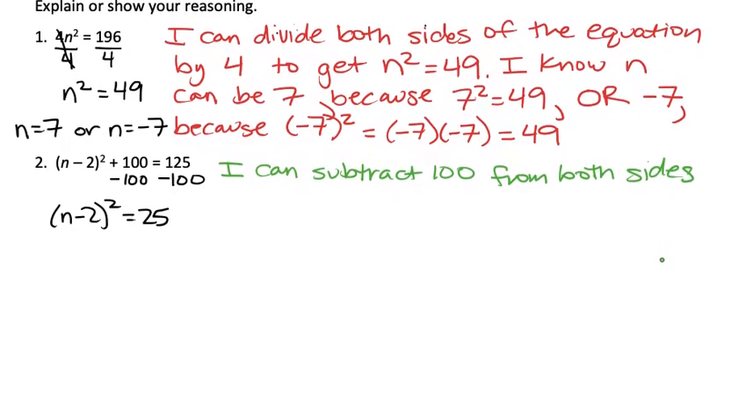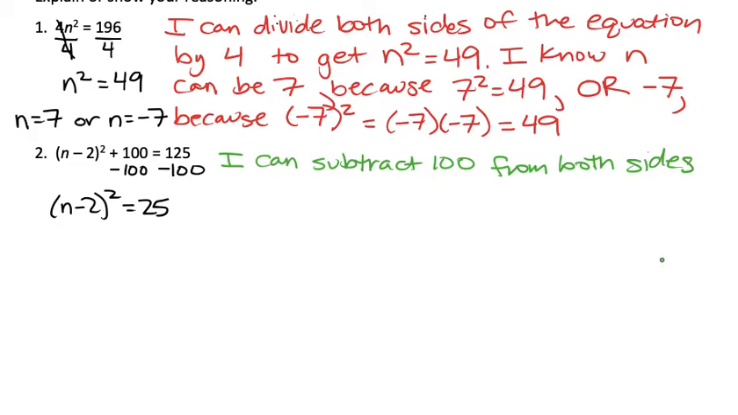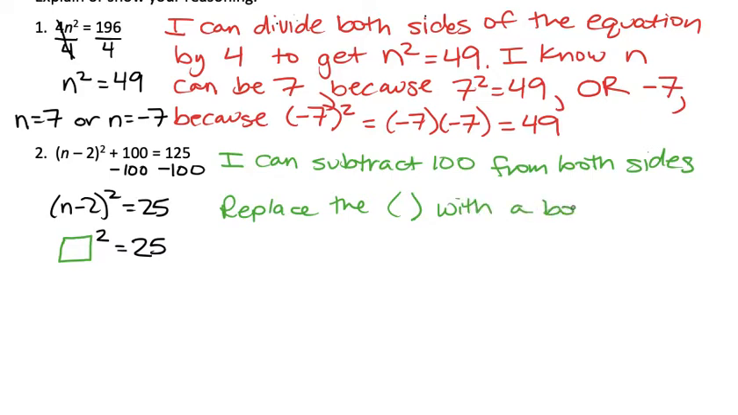Now, how do I get n by itself here? Because now I have n minus 2 in the parentheses. Well, the way that you're going to see it explained in the notes is that I can think of this set of parentheses as a box. So I'm going to replace that set of parentheses with a box, and then that's going to be box squared equals 25. Now what could the box be?